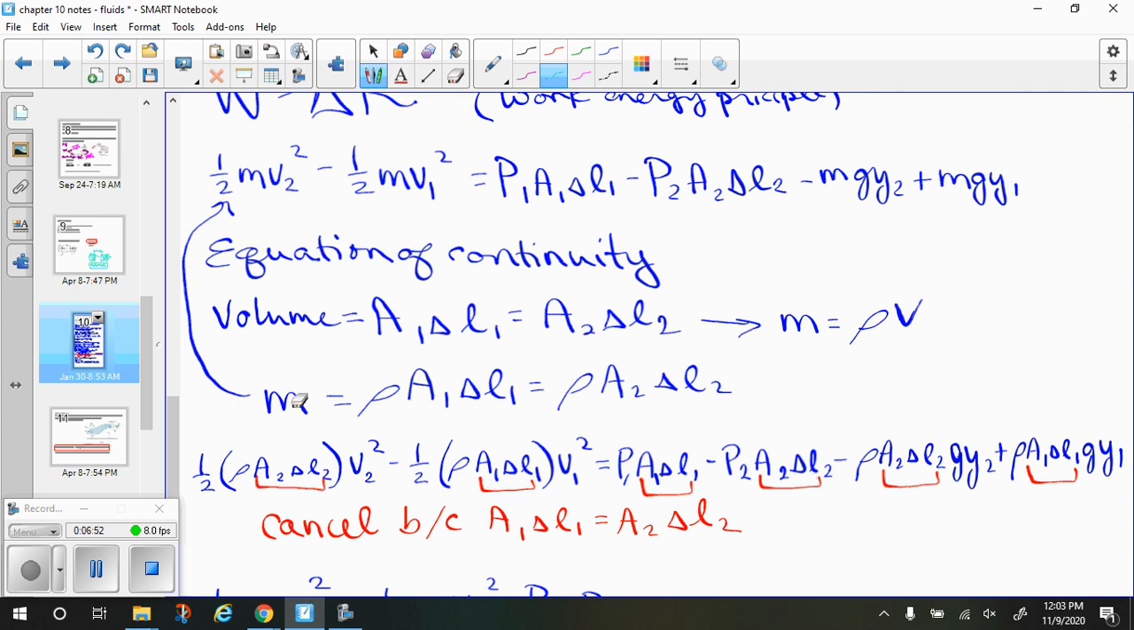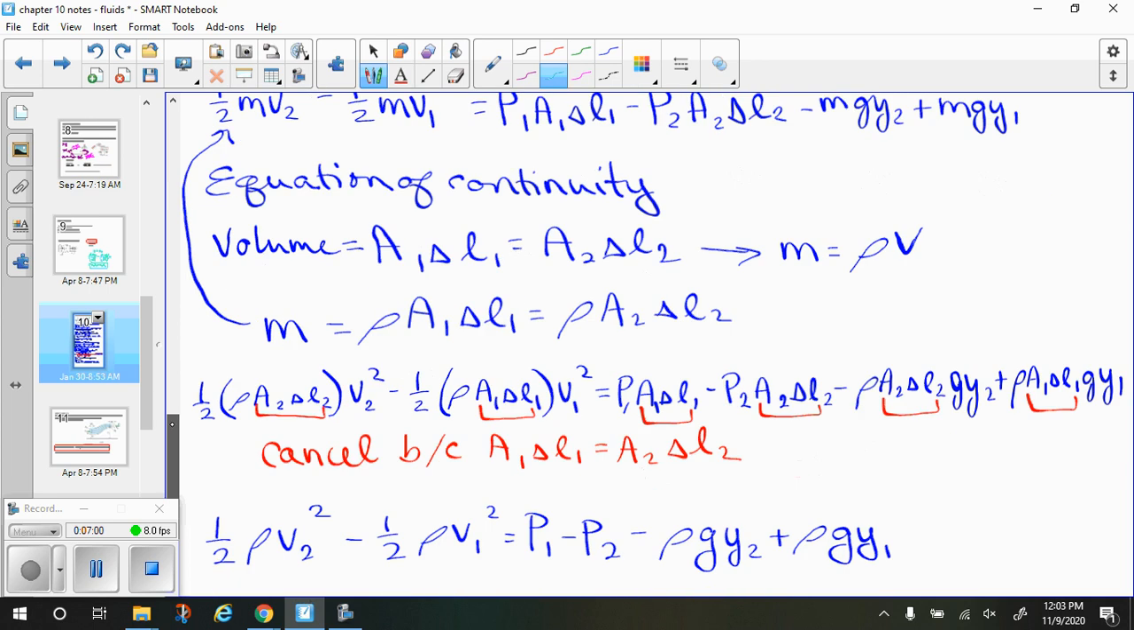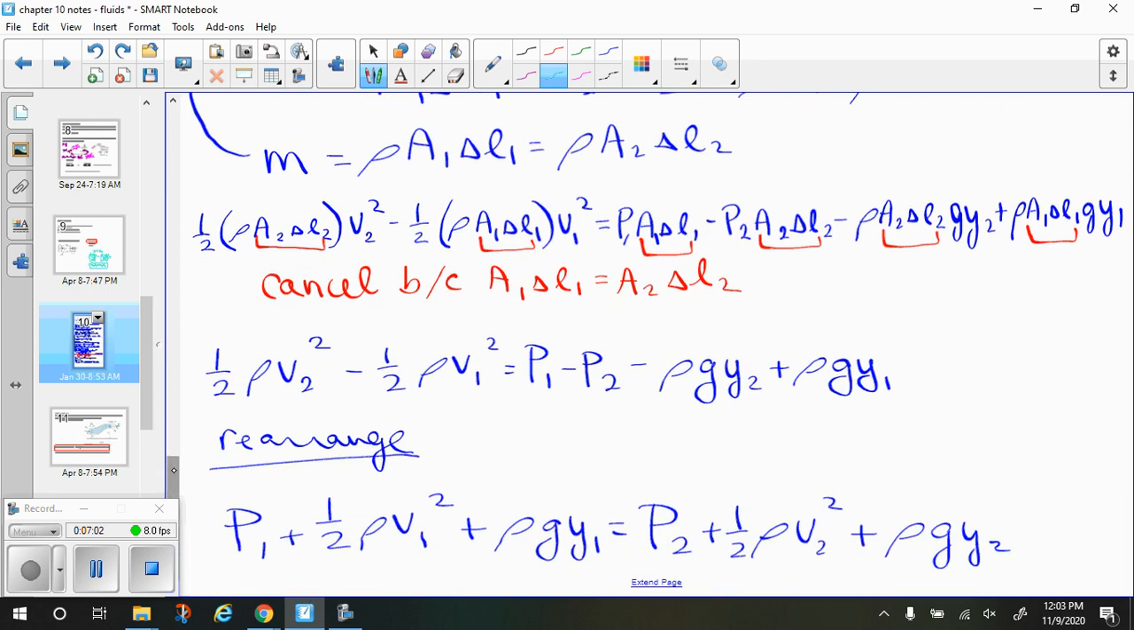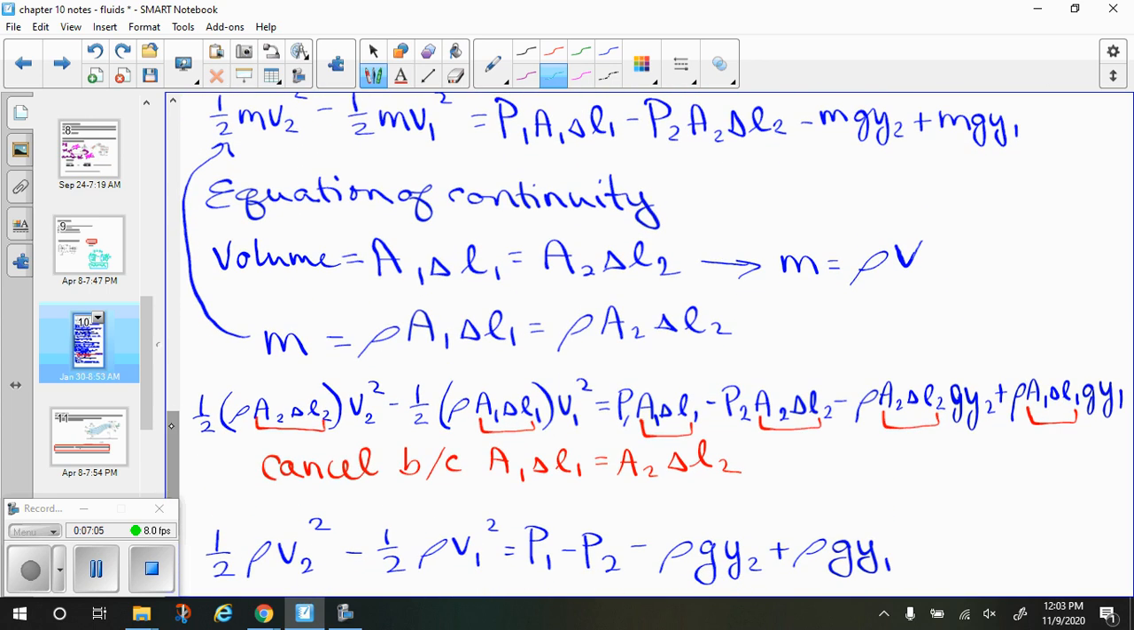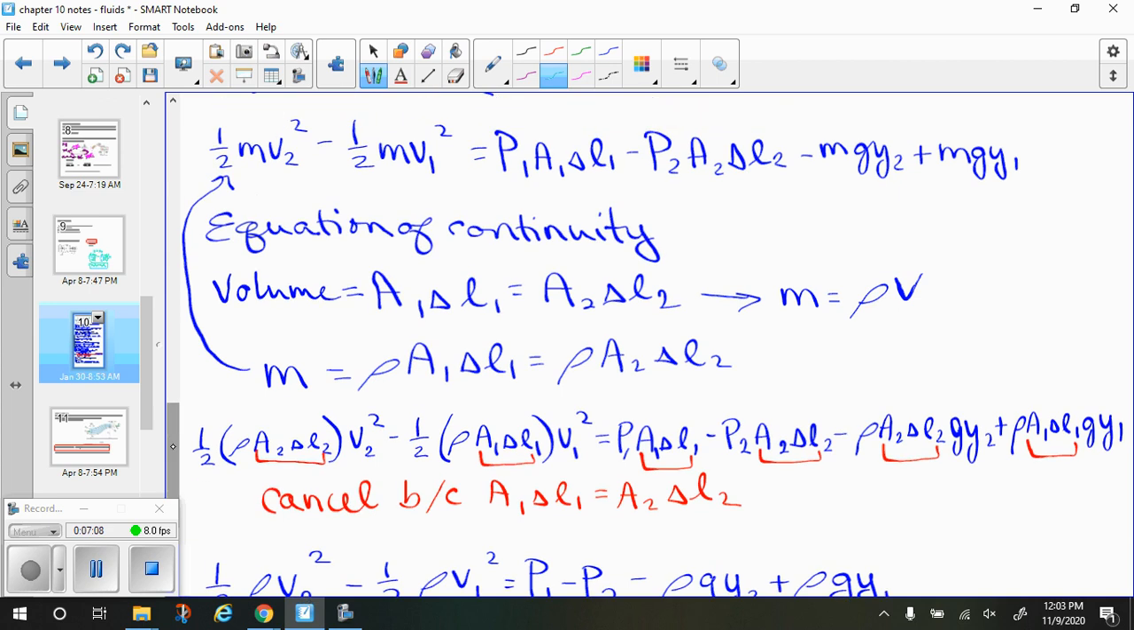Now I'm going to plug those mass statements in for my mass right here, and right here, and right here, and right here. And I get this amazing long statement. Let me keep this in view so that you can see it all. Here is what I get when I plug in density times area times delta L, which is just density times volume, for all of my masses in my energy statement. And we know that A1 times delta L1 equals A2 times delta L2, and that statement is in every one of these terms. So we can cancel out all those things in red.